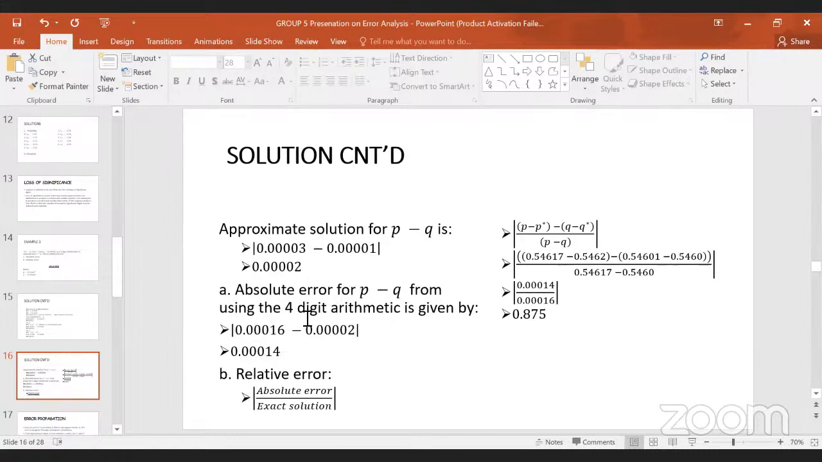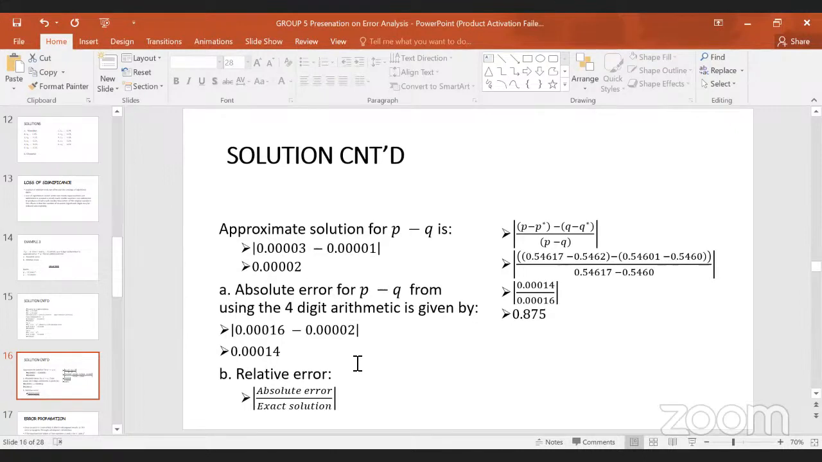Now, our absolute error, which we are asked to compute using 4-digit arithmetic, is given by the exact solution of P minus Q minus the approximate solution of P star minus Q star, which is what we have here. By the time you do this calculation, you are going to get your absolute error of 0.0014.